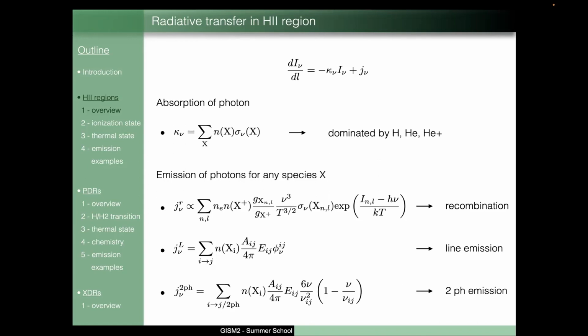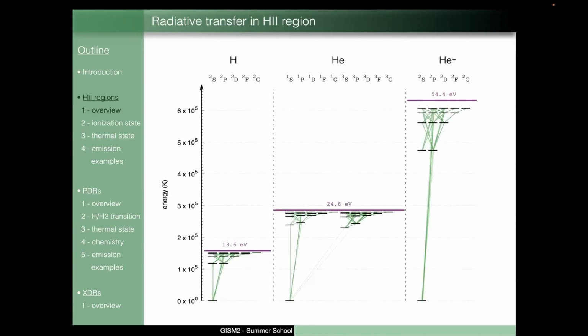So what we see here is that in H II regions, there is non-local coupling in the radiation field. And the second conclusion is that this non-local coupling is linked to the atomic structure, or to the energetic structure, of atoms and ions. To illustrate this, I show you here the energetic structure of hydrogen, helium, and helium plus. In violet, magenta, whatever, you have the ionization potential of hydrogen, helium, and helium plus.